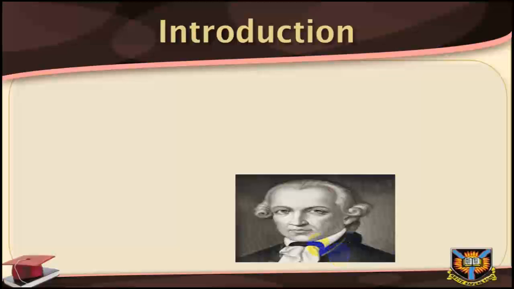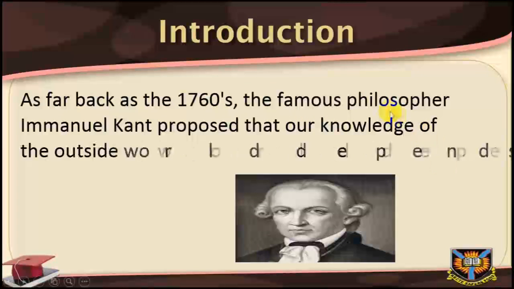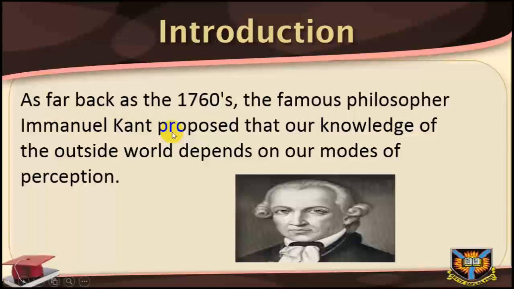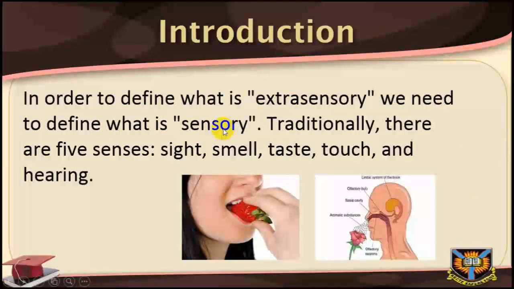Introduction. As far back as the 1760s, the famous philosopher Immanuel Kant proposed that our knowledge of the outside world depends on our modes of perception. In order to define what is extrasensory, we need to define what is sensory. Traditionally, there are 5 senses: sight, smell, taste, touch, and hearing.